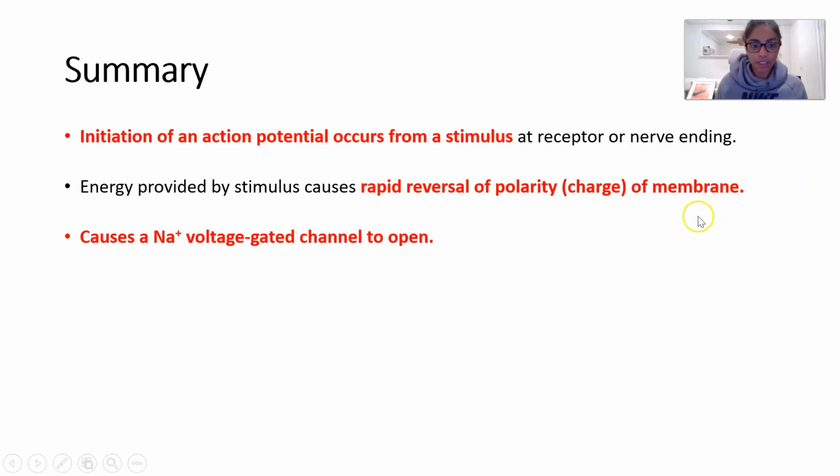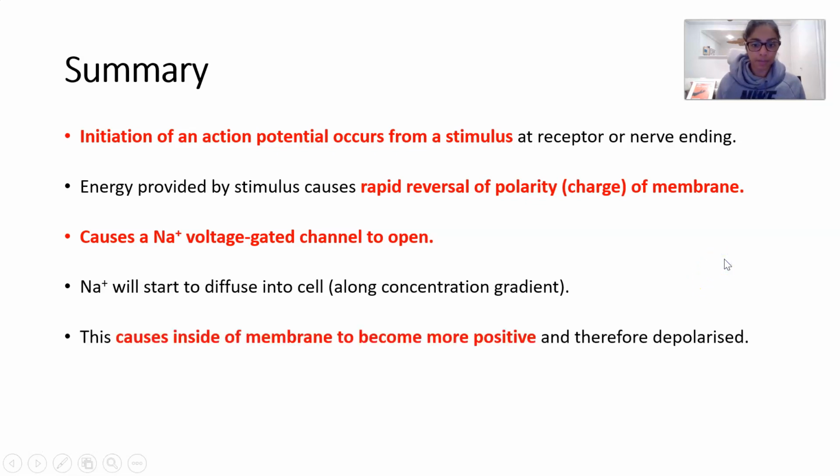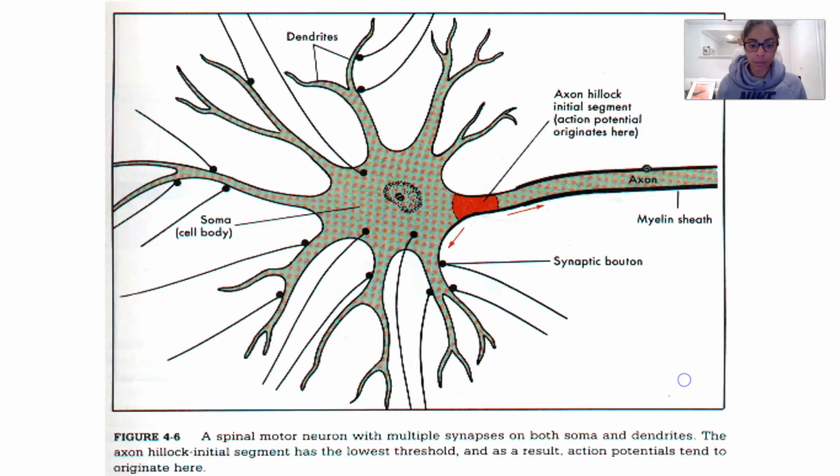As a result of this energy change and stimulus, the voltage-gated ion channels for sodium will start to open, and sodium will start to rush into the cell along its concentration gradient. This in turn causes the inside to become more positive than the outside of the membrane, and therefore we have depolarization. All of this starts at the axon hillock, which is the very starting point of the axon as it comes out of the cell body, and this will move along the length of the axon fiber.